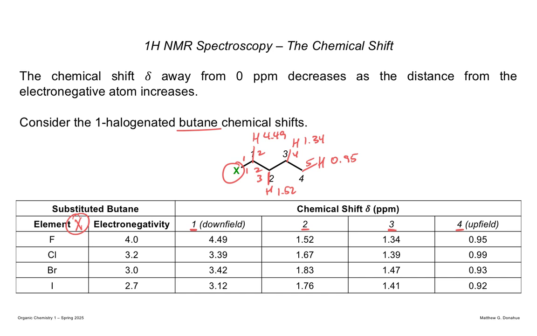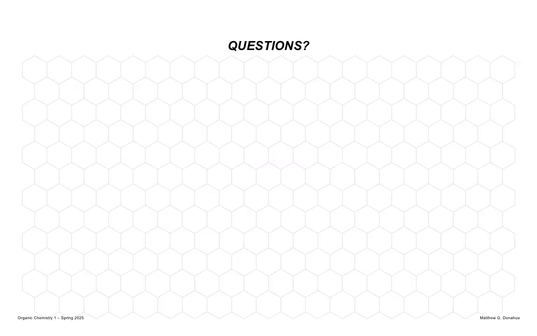So again, I've just shown this for the halogen series, but the same thing would apply for other heteroatoms at that X position. So if you had an alcohol or an amine, or what other functional group present, the influence of that heteroatom decreases as you move away from it. Questions?